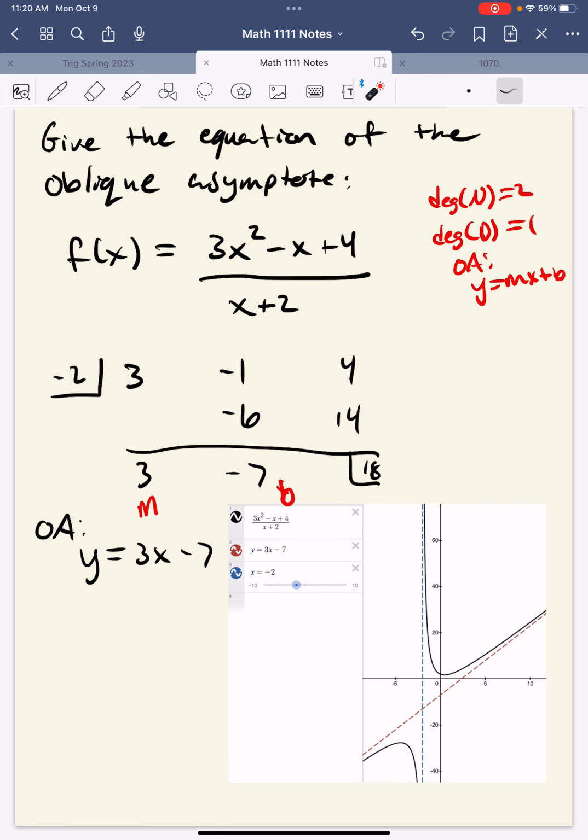On this one, we're going to give the equation of the OA. So we set up the synthetic division. We have 3x squared minus x plus 4 over x plus 2. Set up the synthetic division, and we get 3x minus 7 from the synthetic division. And that's the equation of the OA. So looking at the graph, as x approaches plus or minus infinity, y is going to tend to follow 3x minus 7.